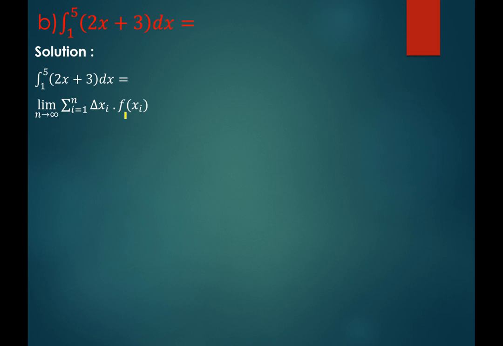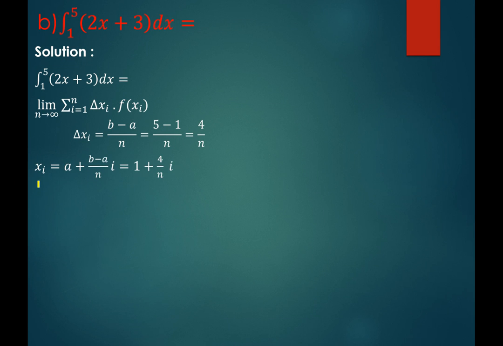Now you have to follow the steps, and they are six. You're going to find first of all the width, which is delta x, by using the rule b minus a over n. We are repeating the steps. Equals, take care, b is the highest and a is the lowest, which is 5 minus 1 over n, which is going to give you 4 over n.